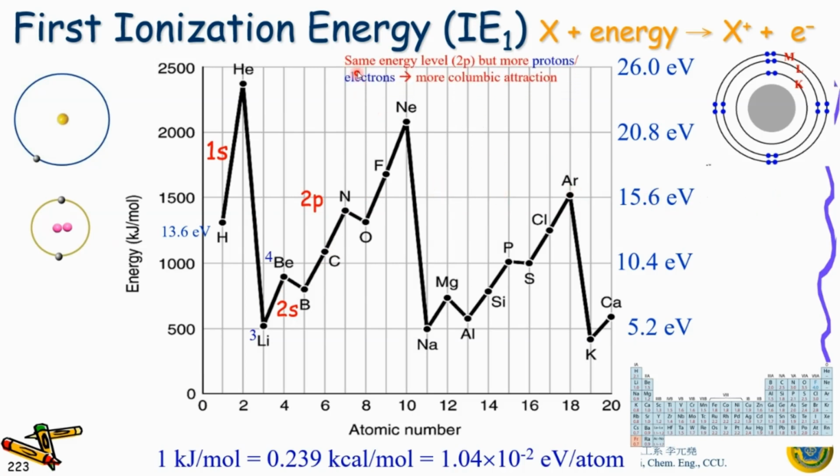So for the same energy level, for example 2p, but with more protons, the size of the atom reduces. So the electron has more Coulombic attraction to the nucleus. The electron is more bound to the atom, and if you want to take it out, you need more energy. So the energy increases.